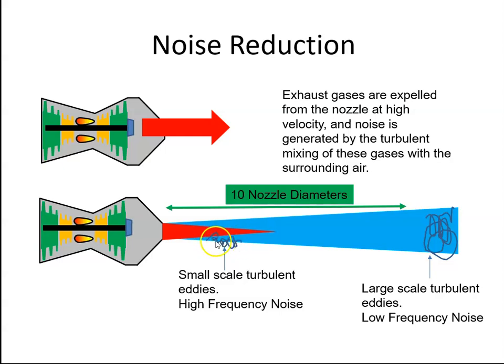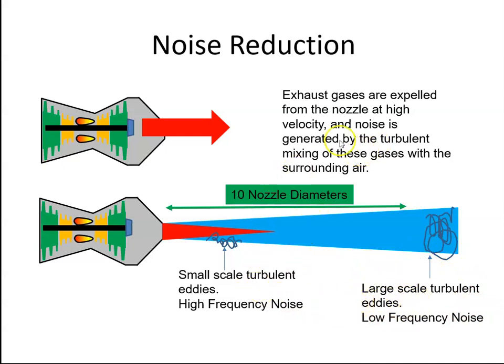We get small turbulent eddies close to the nozzle, and that creates high frequency noise, and we get large turbulent eddies about 10 nozzle diameters downstream, and that creates low frequency noise. And low frequency noise travels furthest. This is what we can hear further away. If you can imagine a marching band passing by, you hear the drums coming first, and that's the low noise element.